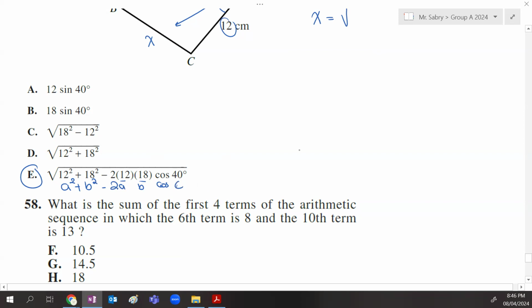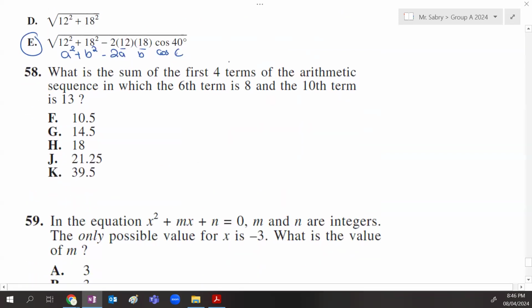What is the sum of the first four terms of the arithmetic sequence in which the sixth term is 8 and the 10th term is 13? If the sixth is 8 and the 10th is 13, this means there's a difference between the sixth and the 10th of how many positions? If I'm talking sixth, this is 7th, 8th, 9th, and 10th. Apparently I have 1, 2, 3, 4 distances here, 4 spaces between them, meaning 4 common differences, 4 times plus d.